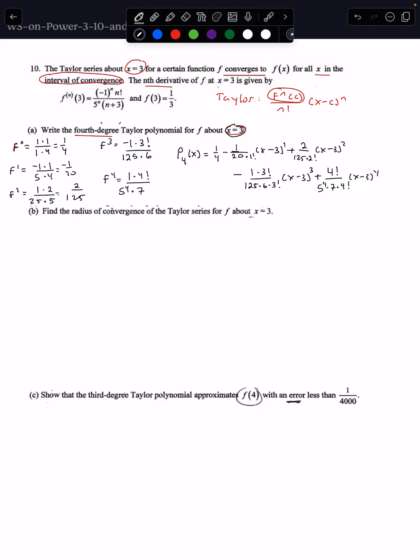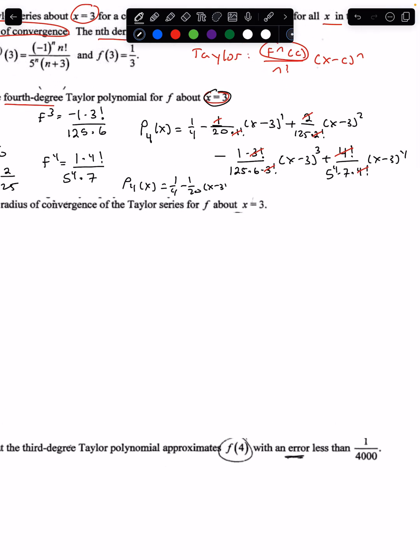Now, if you're really good and you notice some things, these will all cancel out. The 2 factorial, the 3 factorial will cancel, the 4 factorial will cancel. And if you clean this up, our final polynomial will become 1/4 minus 1 over 20 times x minus 3, plus 1 over 125 times x minus 3 squared, minus 1 over 125 times 6 times x minus 3 cubed, minus 1 over 5 to the 4th times 7 times x minus 3 to the 4th. You don't have to clean it up, but it does help make it look nicer.